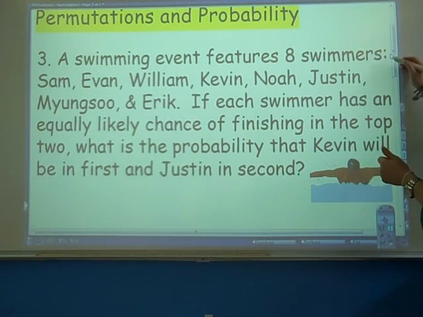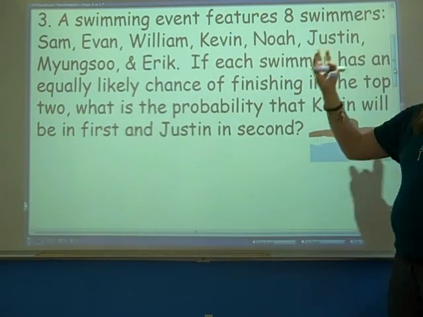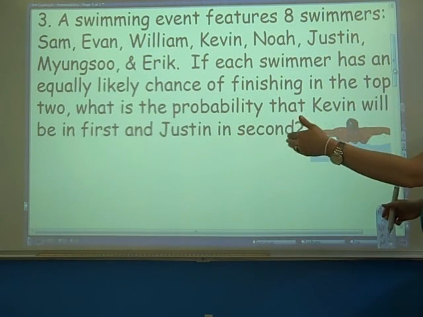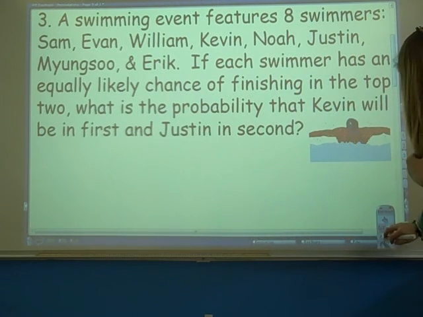If each swimmer has an equally likely chance of finishing in the top two, so first and second, what is the probability that Kevin will be first and Justin will come in second? So let's first figure out the total amount of choices we have, and then we'll figure out the probability of Kevin coming in first and Justin coming in second.